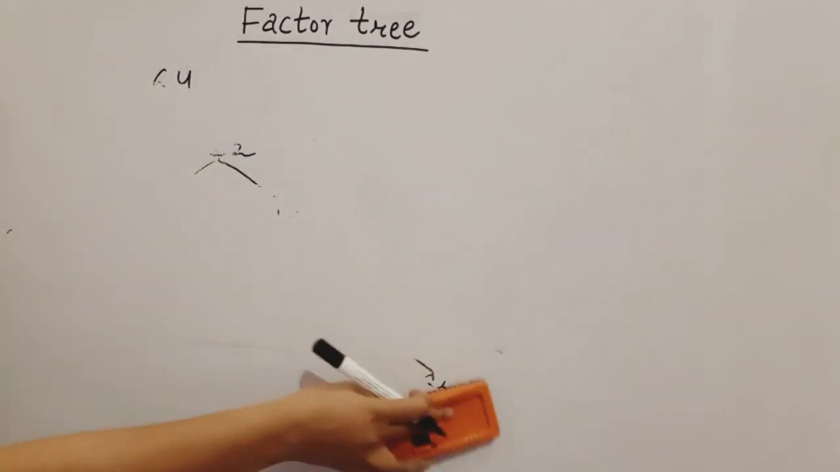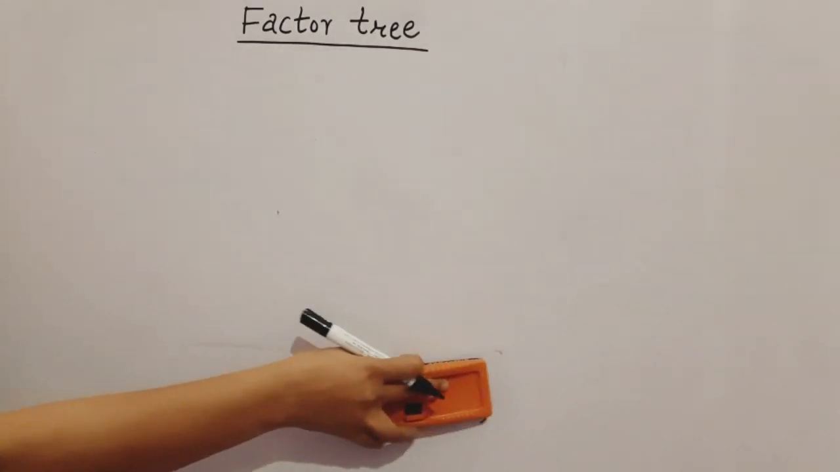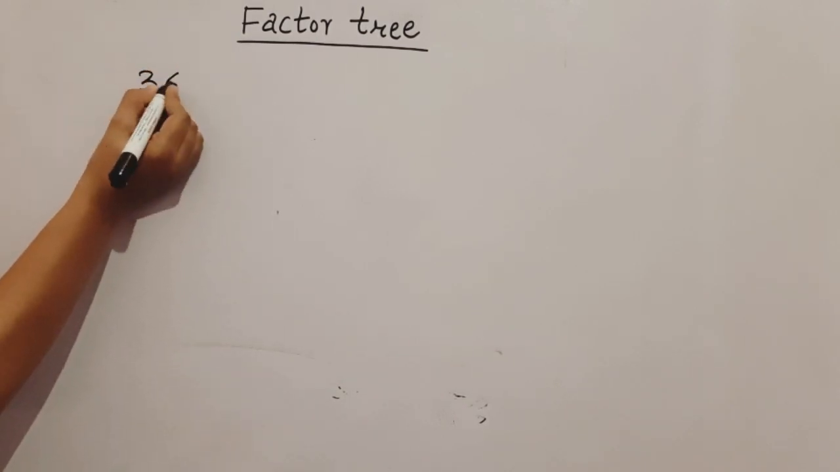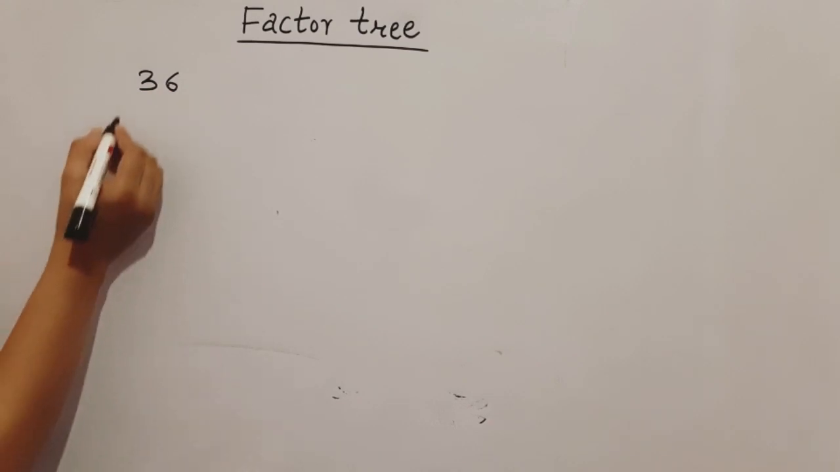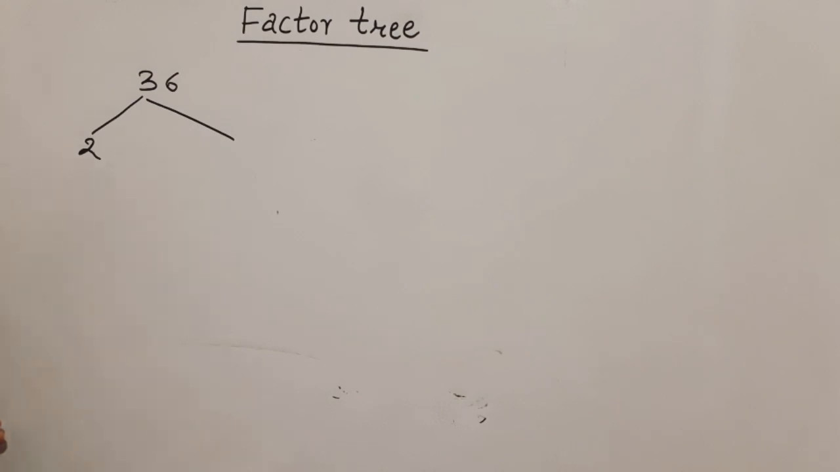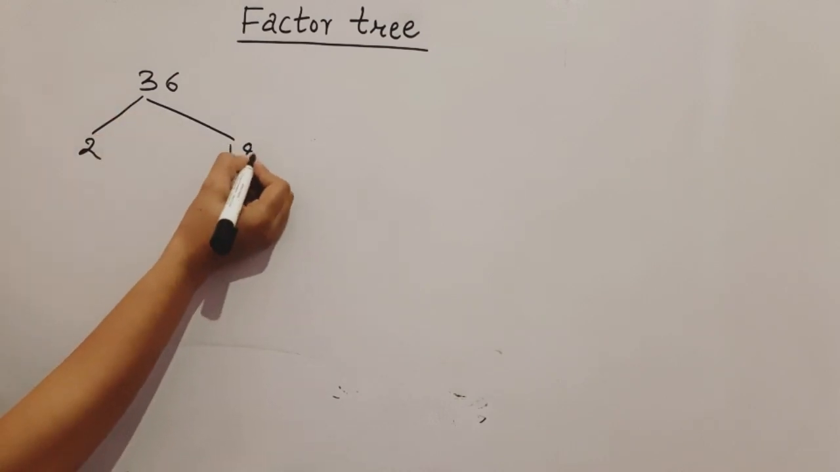Now I am taking one more example in order to make you understand the factor tree well. I am taking a smaller example, that is 36. Now how will we proceed? As you can see, the unit digit is 6, so it is divisible by 2 also. So 2 1s are 2, 2 8s are.